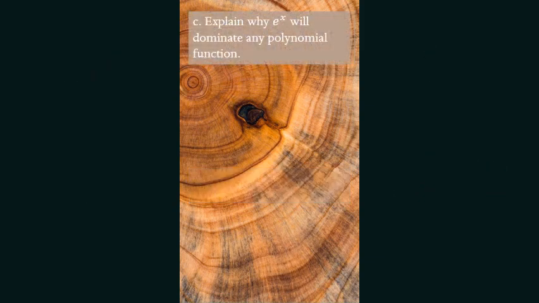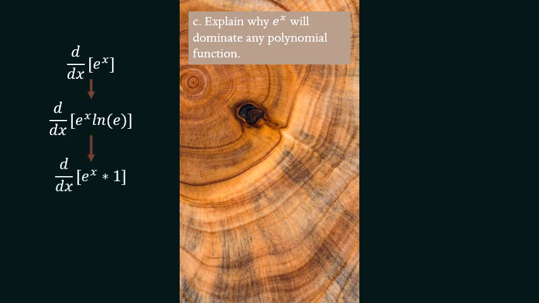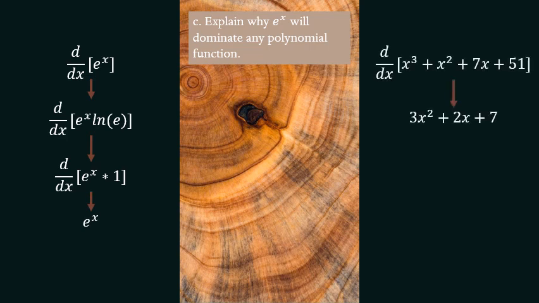Part C wants an explanation as to why e to the x will always dominate a polynomial function. So the trick to this one is to just keep applying L'Hopital's rule until you wind up with a clear result. When you calculate the first derivative, you don't end up with equals 0 or equals infinity. Instead, you end up with infinity over infinity, which is what they call indeterminate. Another way is to say you're not finished.